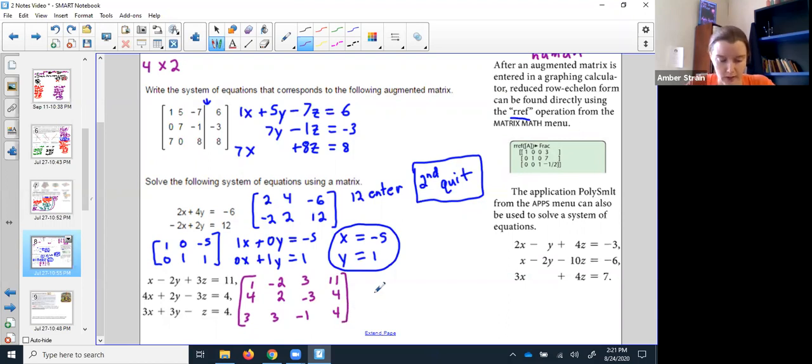Here we go on our calculator. Second matrix edit. This time it's a 3 by 4. 3 rows, 4 columns. Enter in all those numbers, making sure to use the little negative on the bottom.